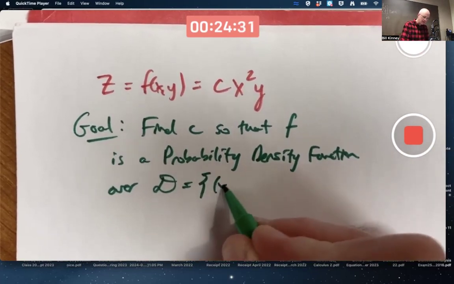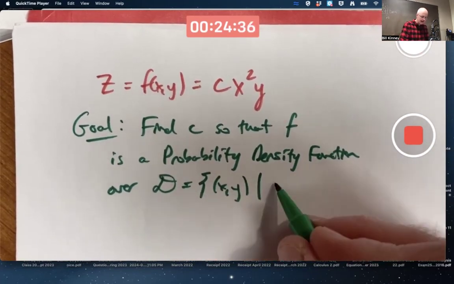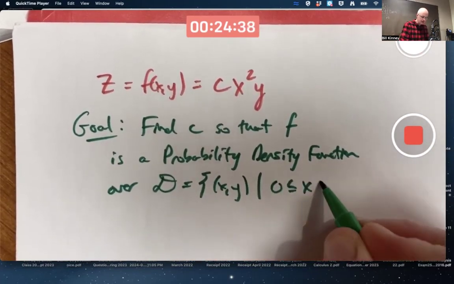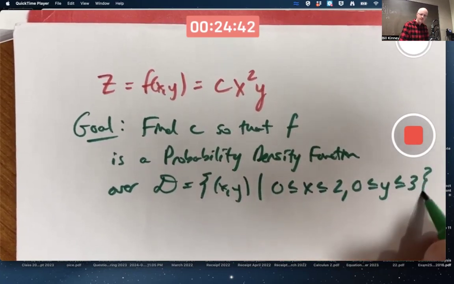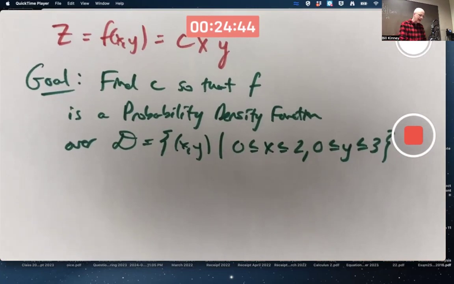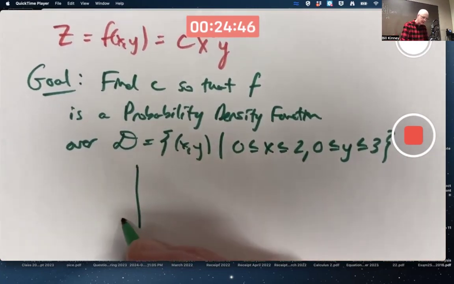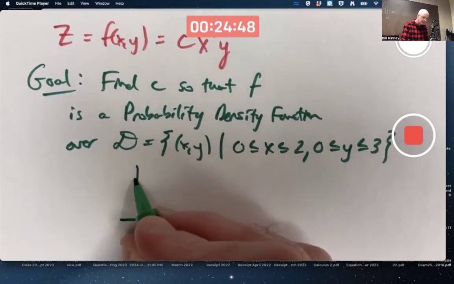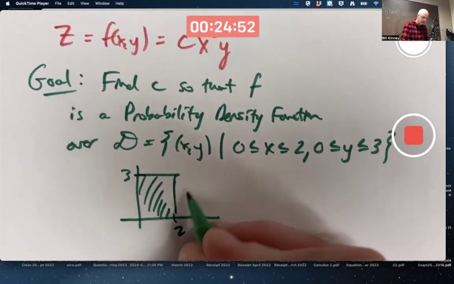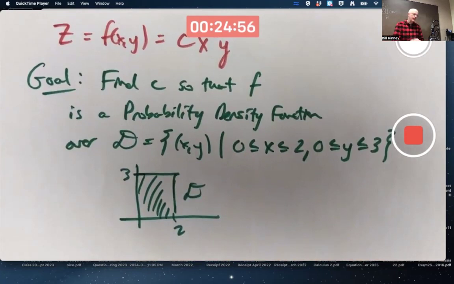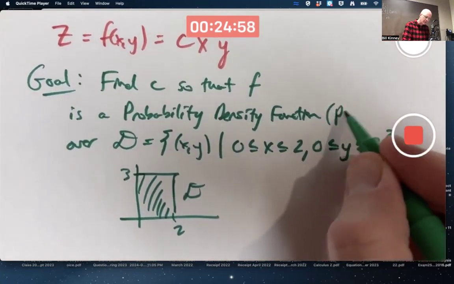D is the set of all points x, y. Say x goes between 0 and 2, and y goes between 0 and 3. So the domain is a rectangle shape, looking about like that. That's the domain. Probability density functions for short are called PDFs.